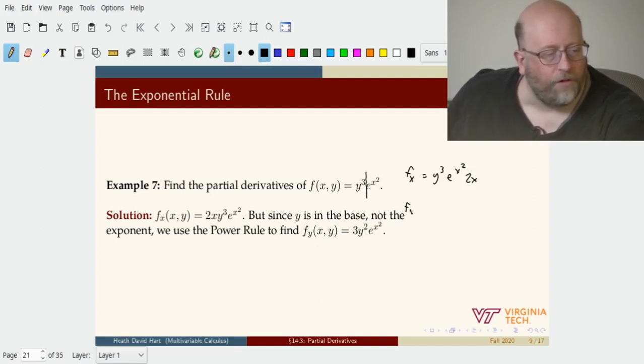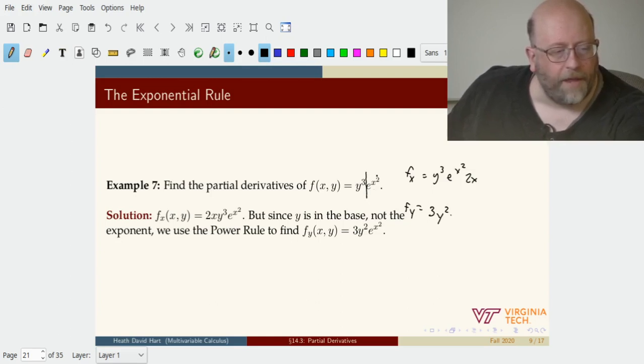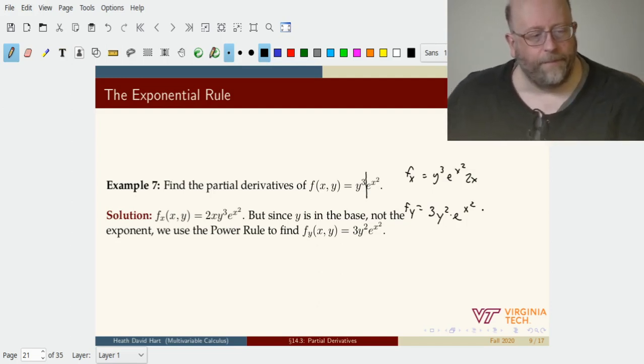In the y direction, now we're taking the derivative of y cubed, well that's just 3y squared, times nothing happens on the x side. The x side stays constant, e to the x squared. Okay.